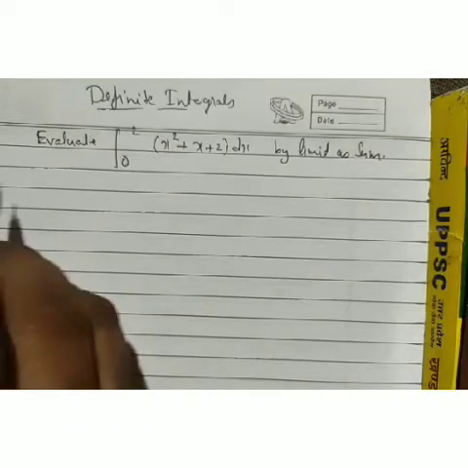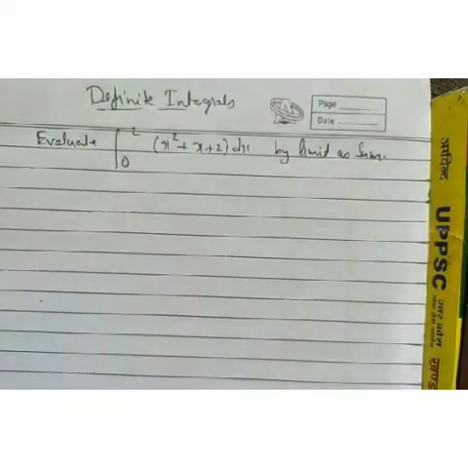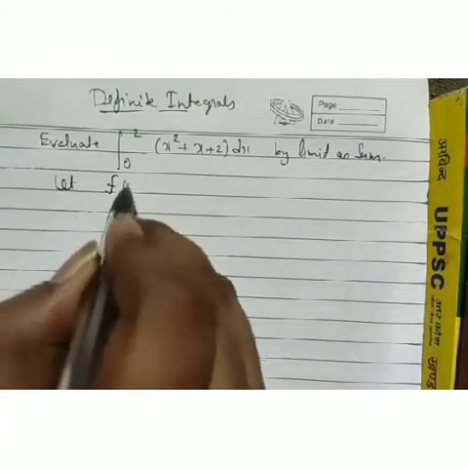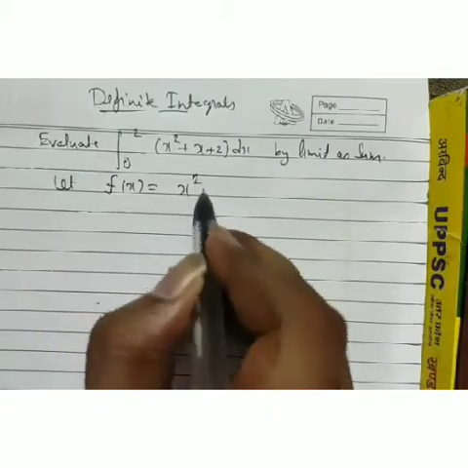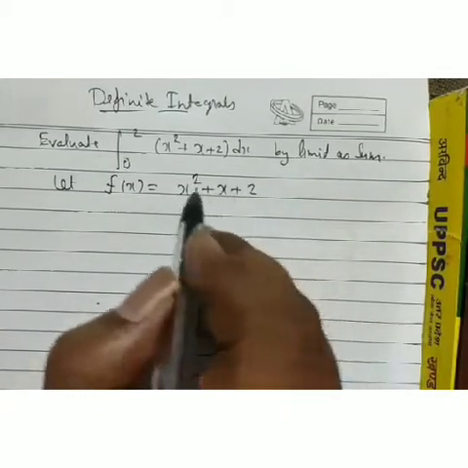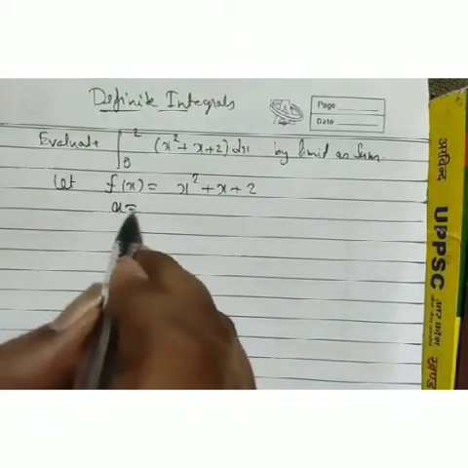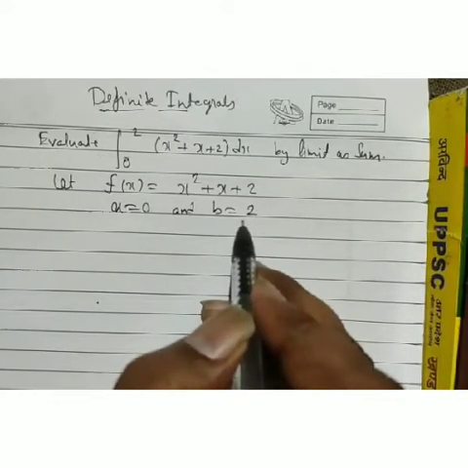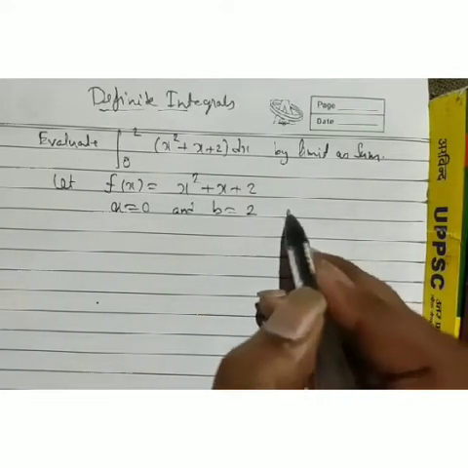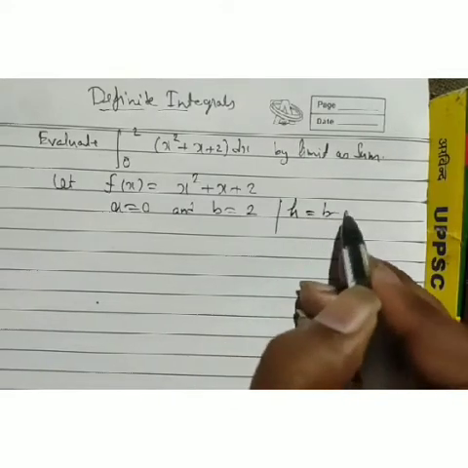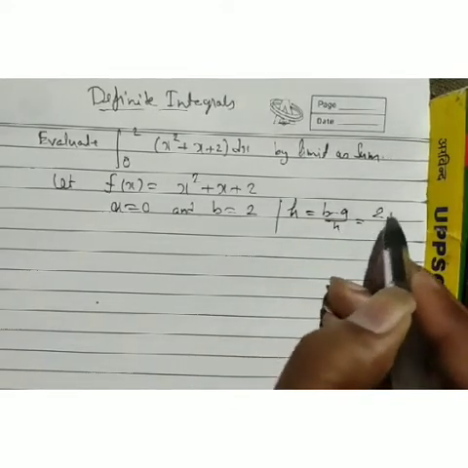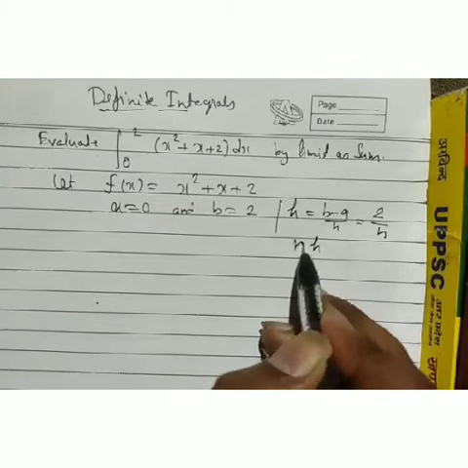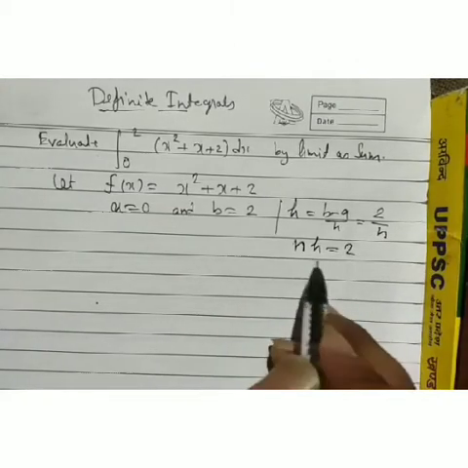We start by letting f(x) = x^2 + x + 2. Then we compare with a and b: the value of a is 0 and b is 2. Now we find the value of h. h is (b - a)/n, so h = (2 - 0)/n = 2/n. From here we get nh = 2.